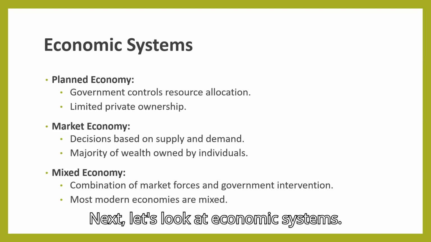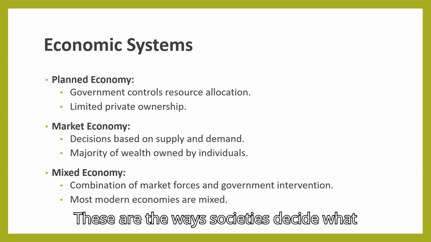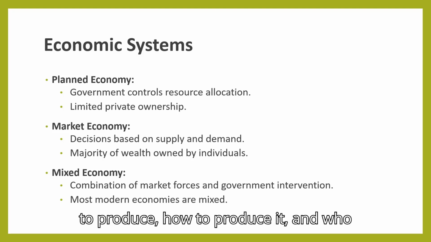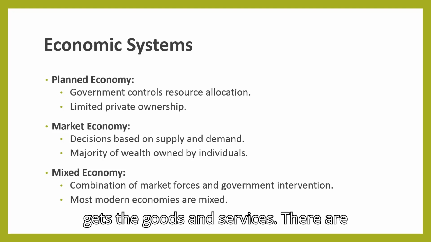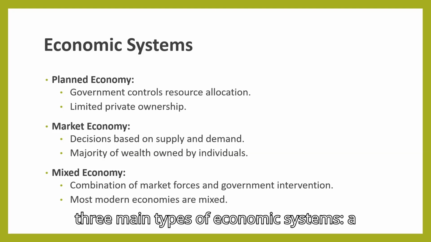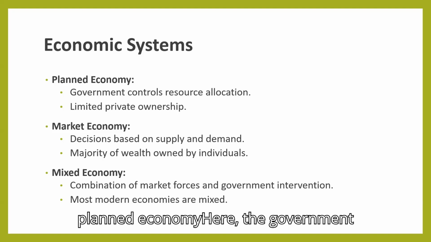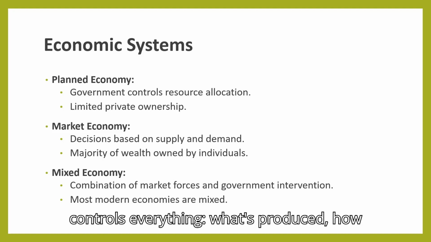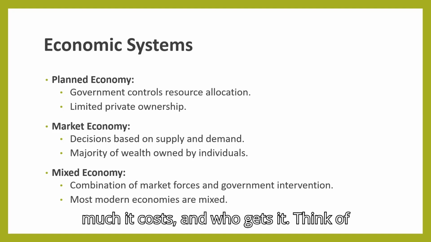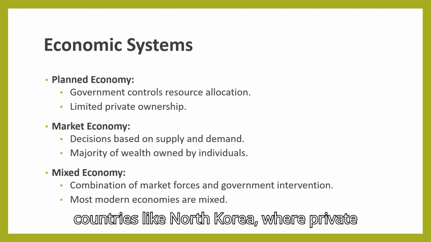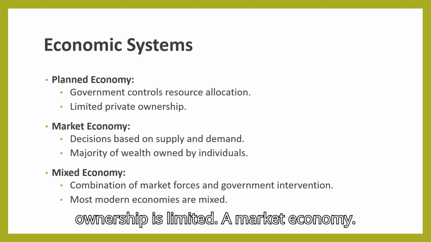Next, let's look at economic systems. These are the ways societies decide what to produce, how to produce it, and who gets the goods and services. There are three main types of economic systems. Planned economy. Here, the government controls everything: what's produced, how much it costs, and who gets it. Think of countries like North Korea, where private ownership is limited.